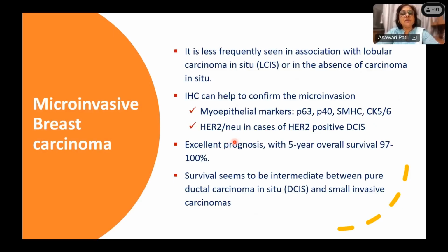What about the prognosis? If it is only microinvasive, it is excellent prognosis. Now remember, if it is microinvasive or any invasive carcinoma, you have to do ER, PR, HER2. If you find it on biopsy, you do it on that. If you call it DCIS on biopsy and find microinvasive or invasive carcinoma on subsequent resection, you have to do ER, PR, HER2 on that invasive carcinoma. And survival is intermediate between DCIS and small invasive, meaning T1a, T1b carcinomas. So this is about microinvasive carcinoma.